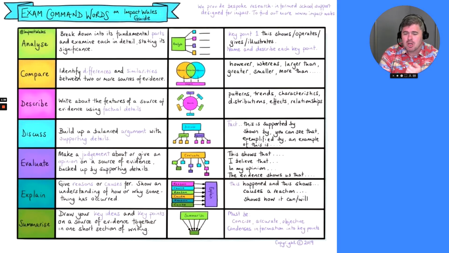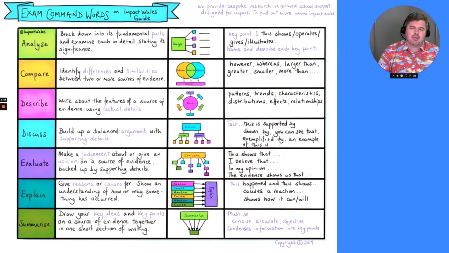To start with, you have to be able to analyze. You have to be able to compare. You have to be able to describe, discuss, evaluate, explain, and in this exam, summarize. Now, next to each of them, you can see that there's a definition. Next to that is how you set out the information if you're doing it at home, like let's say with post-it notes or something.